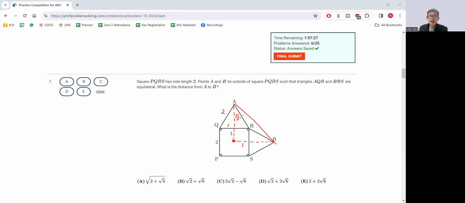this equilateral triangle are 1 plus root 3. This length becomes 1 plus root 3 times square root 2. So that is option B. Actually, that was not so bad as I thought it might be.